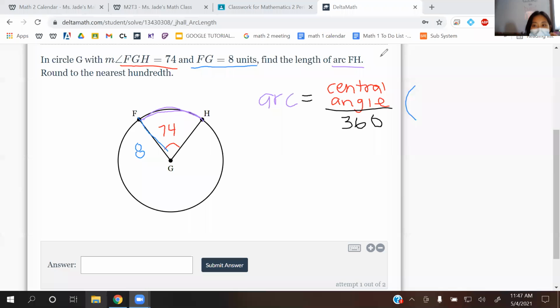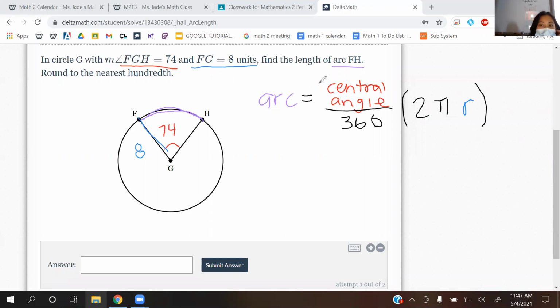So actually, I should do that in black. 2 pi r. R stands for radius. Okay, so your arc length is equal to the central angle divided by 360 multiplied by your circumference, which is 2 pi times the radius. So this is the formula. I believe we introduced it last time. If not, here it is again.